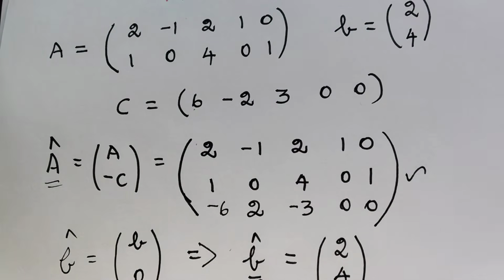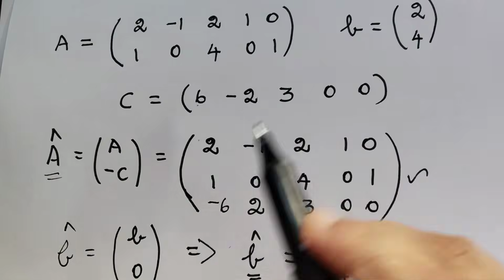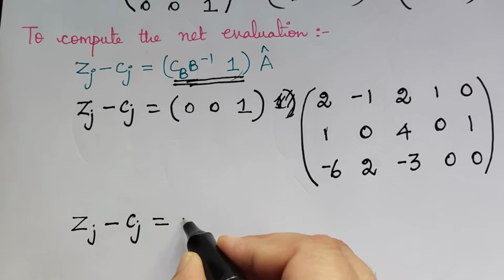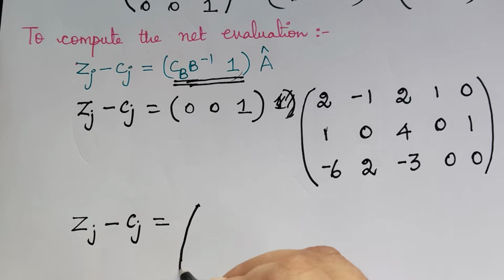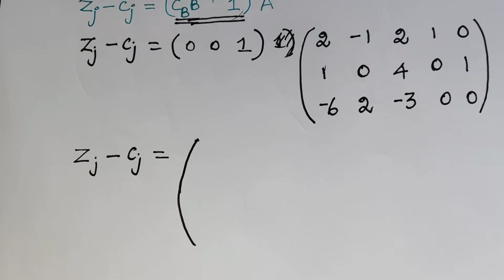So take and substitute this matrix. This matrix we will substitute there. So therefore, I have written the matrix A cap over here. Now we have to multiply these two matrices. We have to perform matrix multiplication.